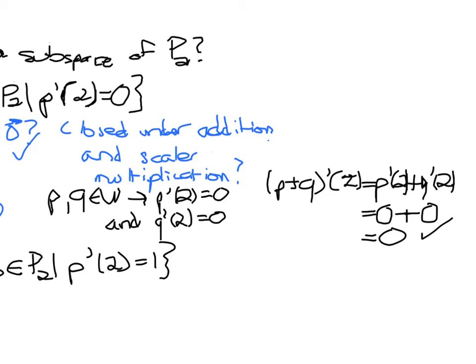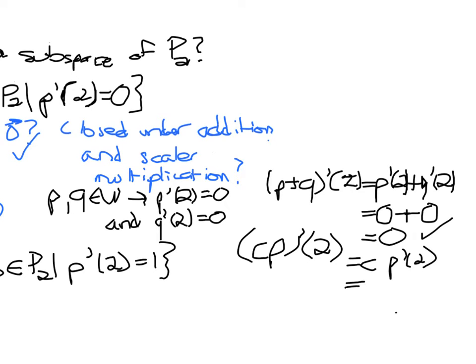Lastly, if we take a scalar C multiplied by a function P that belongs in W, does that belong in W? So again, the question there is, is the derivative at 2 zero? Well, when you do a scalar times a polynomial, or times any function actually, you can just pull the scalar out and then take the regular derivative of P at 2. That's always the way we take derivatives.